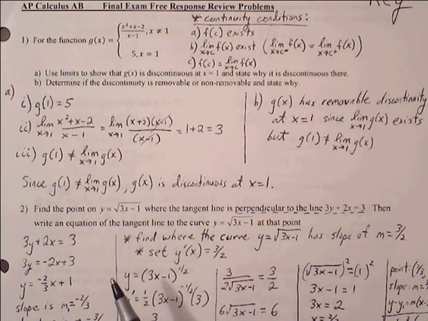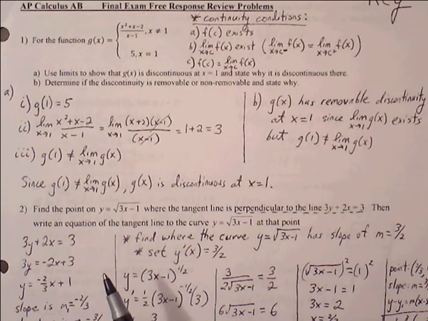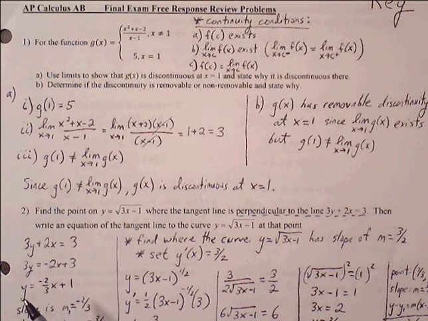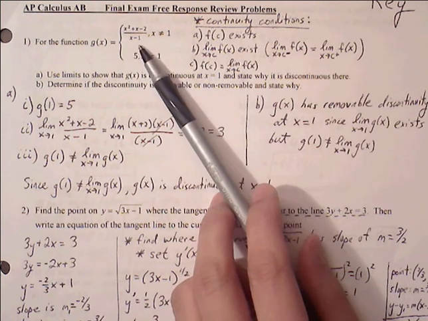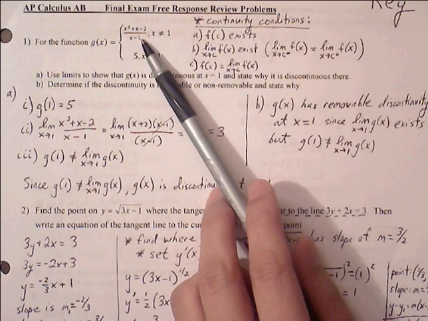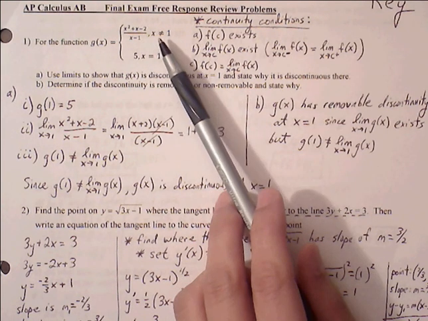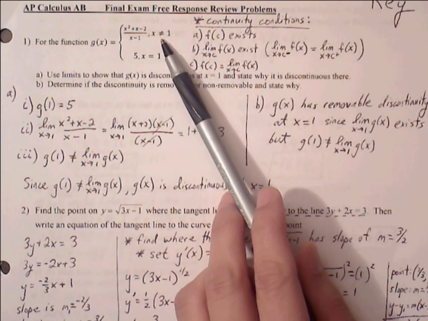We're working through the final exam FRQ review problems, preparing for the fall AB exam. So let's look at number 1 here. We have a piecewise function, g of x equals x squared plus x minus 2 over x minus 1, where x does not equal 1.